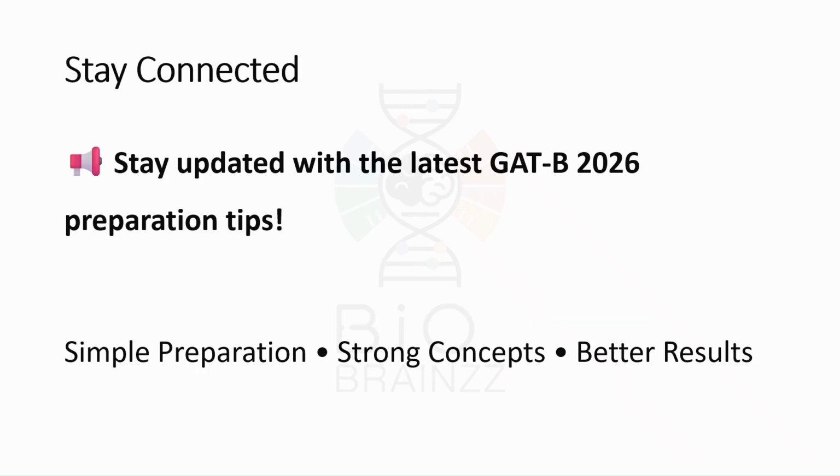Consistent preparation and regular revision are the most important factors for success in competitive exams like GAT-B. Instead of studying everything at once, it is better to follow a structured plan and revise topics multiple times. Strong concepts built over time will help in retaining information and applying it effectively during the exam. Staying updated with preparation strategy, solving practice questions, and clearing doubts regularly can significantly improve performance.